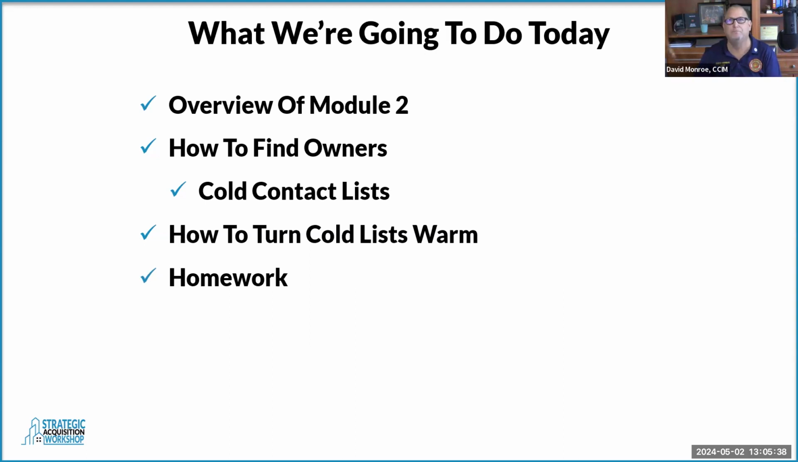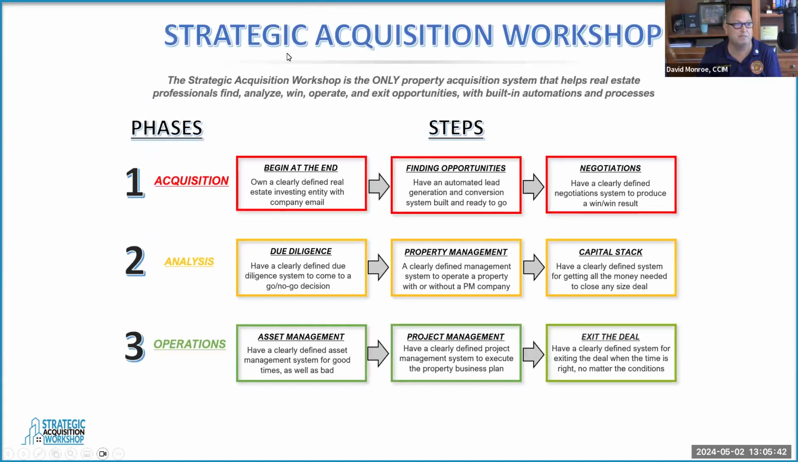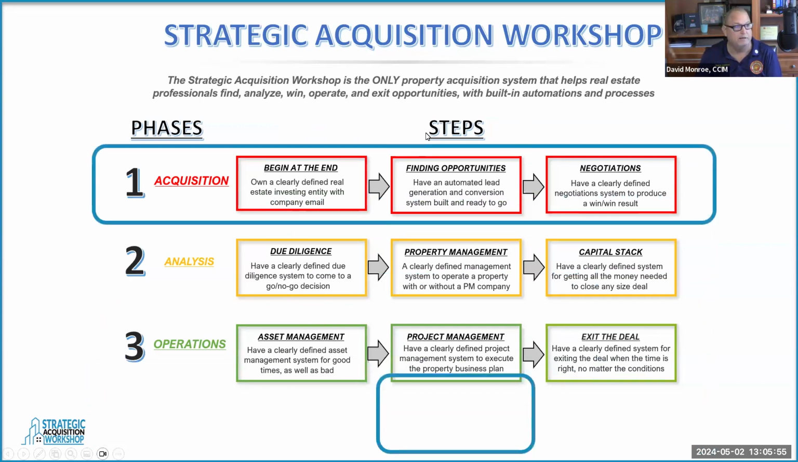All right. So where are we right now? Well, we know we're doing the strategic acquisition workshop, as I've mentioned in the other lessons. And currently we are in the acquisition phase. We have completed begin at the end, and we are now starting finding opportunities. So we are in phase 1 and starting step 2, or in our case, module number 2 for finding opportunities.